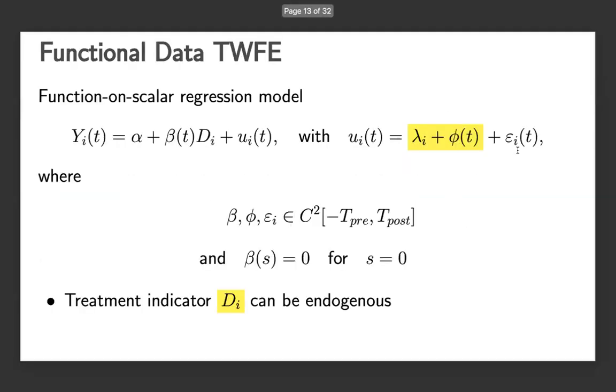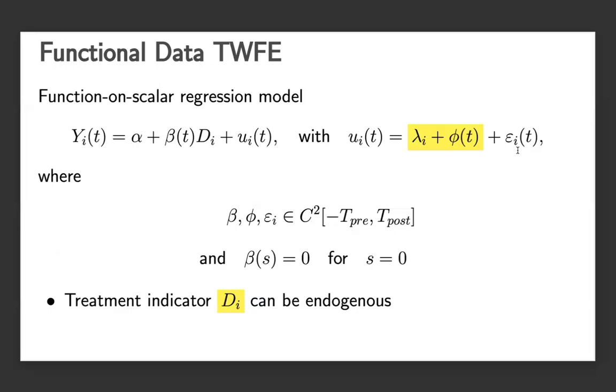We find that beta t can be estimated in a function-on-scalar regression model. This model is similar to the two-way fixed effect model that we have in the traditional panel data perspective. We just rewrite the model to fit into the functional data perspective. In the error term, we also have the individual fixed effect lambda i and the temporal fixed effect phi t, as well as the idiosyncratic error term epsilon it. Similar to the two-way fixed effect model, lambda i and phi t are allowed to correlate with the predictors, which include D i. So D i can be endogenous.